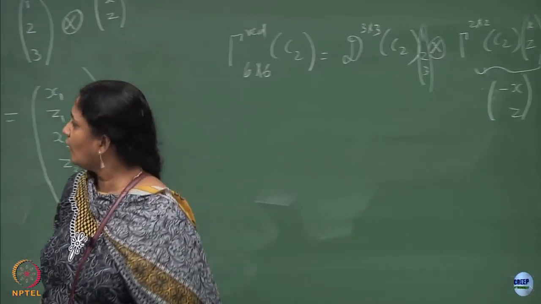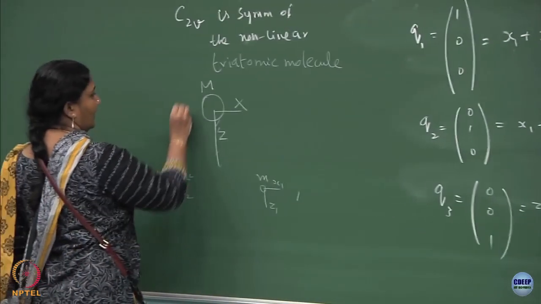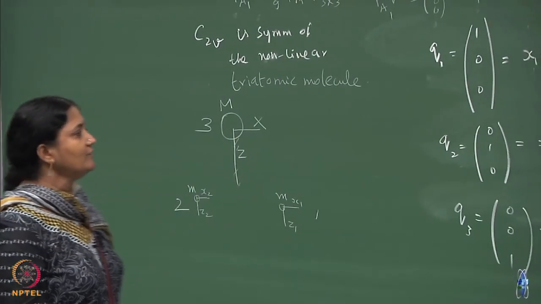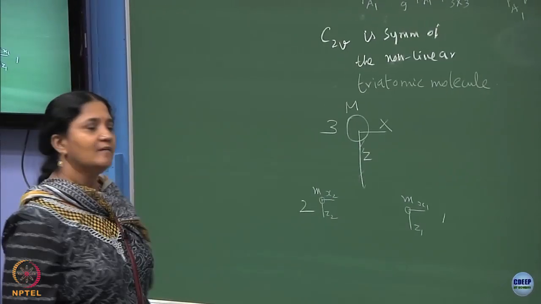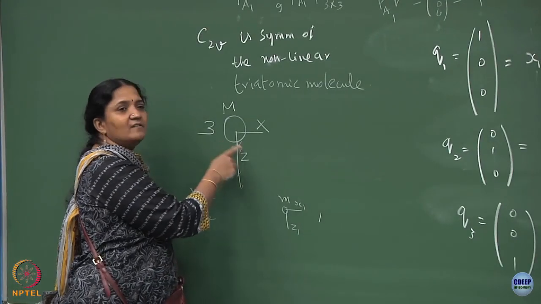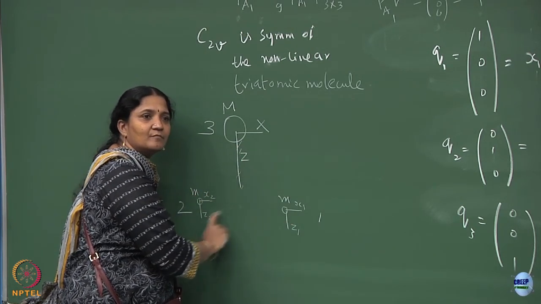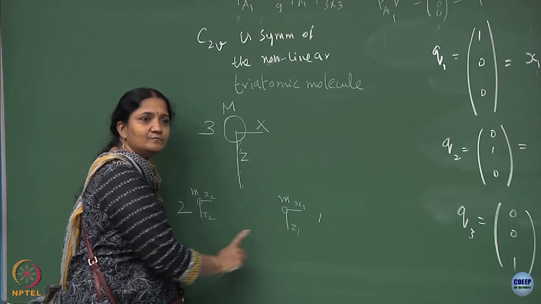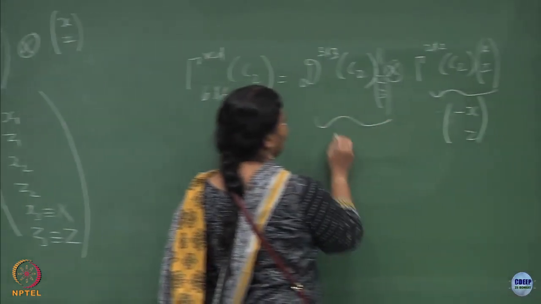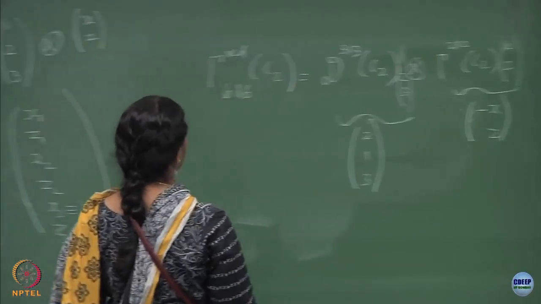So let me also call what the atoms are. This is atom 1, atom 2 and atom 3. So what happens when you do C2 about the z axis, as shown in this figure? 3 is untouched, 1 and 2 get exchanged. Clear? So, what will that matrix be? This whole thing should give you 2, 1, 3. So, what will be the matrix?